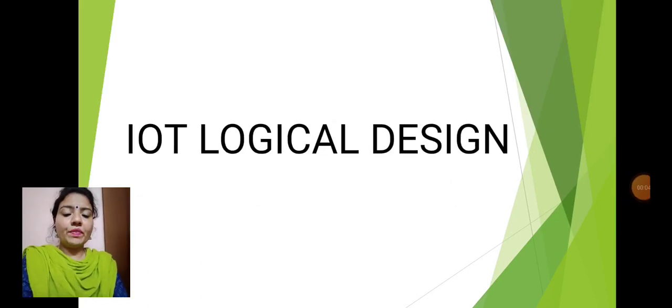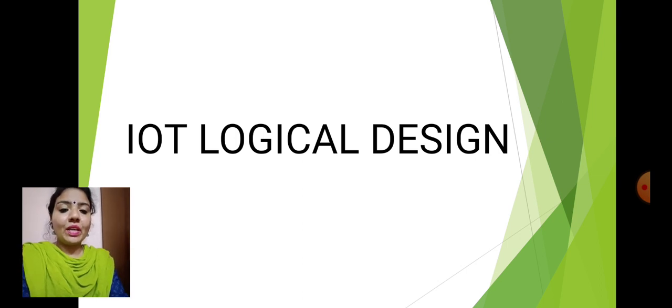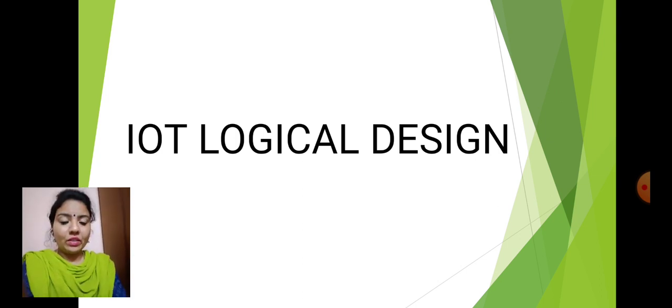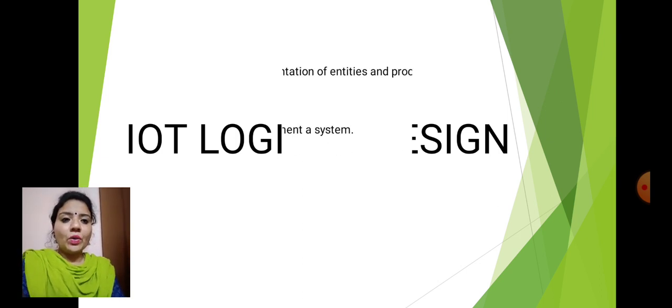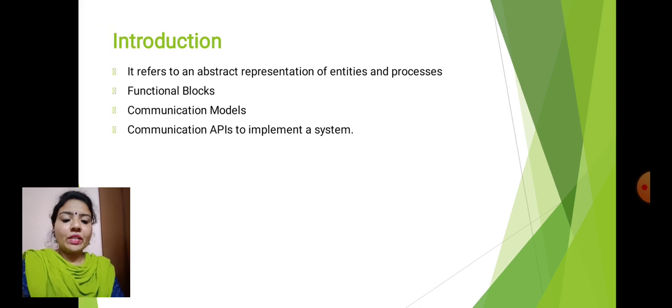In today's session, we are going to discuss IoT logical design. The IoT devices are used to exchange the data between the connected devices or applications either directly or indirectly. It also collects the data and processes the data locally or sends the data to the centralized server to process the data. In IoT logical design, we are going to discuss different functional blocks, communication models and communication API.